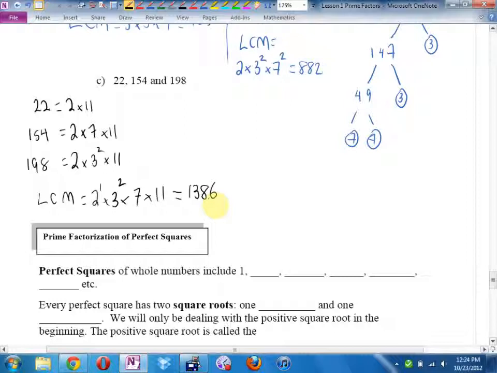So there is a method for finding the least common multiple, the LCM. So far, so good? Okay, so part of your homework today, I'm going to say find the least common multiple.